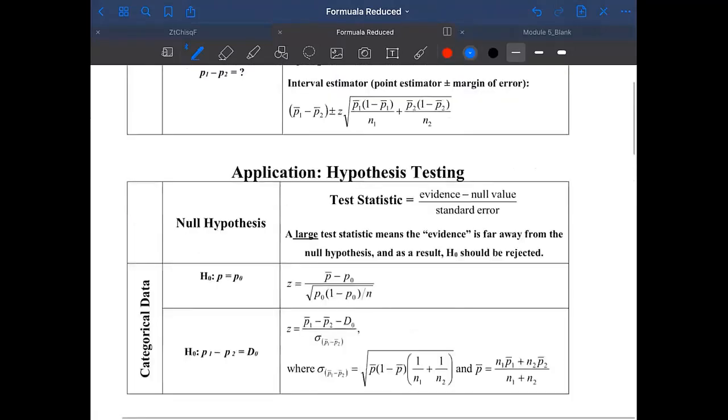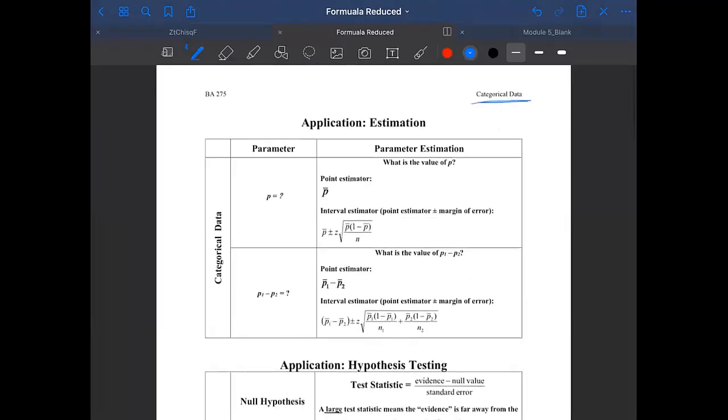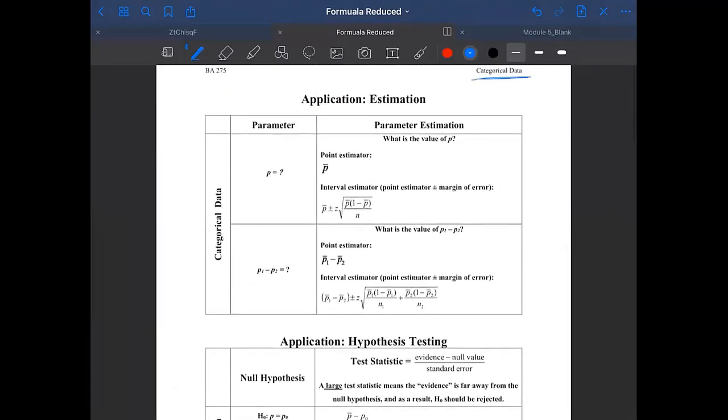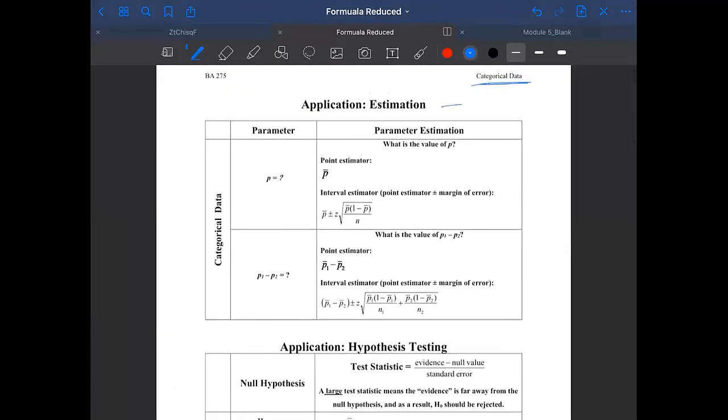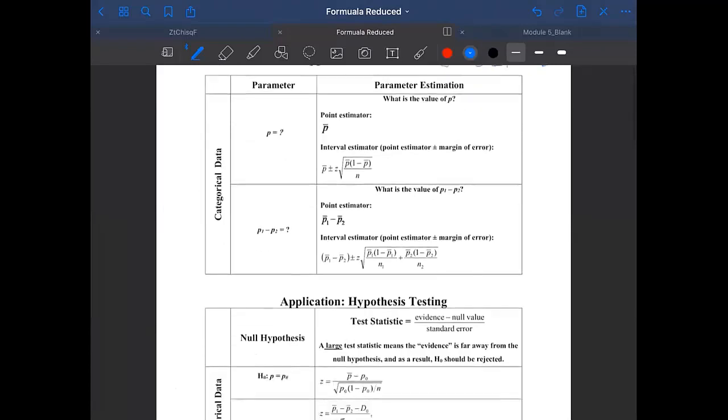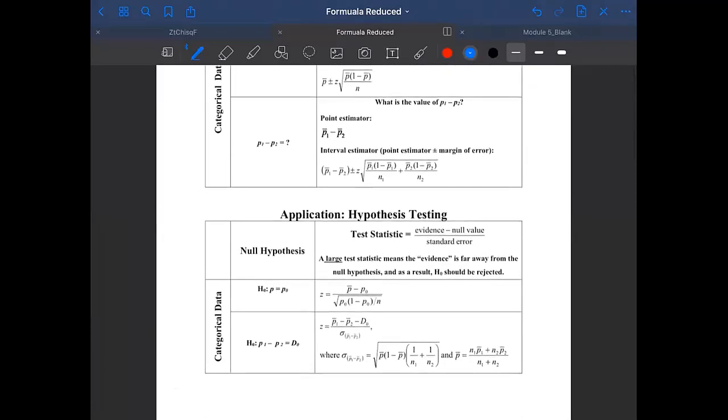As far as the categorical data is concerned, there are 2 tables. The very first one is about estimation. Whenever we talk about estimation, that means you're working with a confidence interval problem, or maybe you were asked to find a margin of error. The second table is about hypothesis testing. Whenever we do hypothesis testing, we have to specify the null and the alternative. You probably have to find a test statistic and a p-value and make a conclusion, right? That's pretty standard.